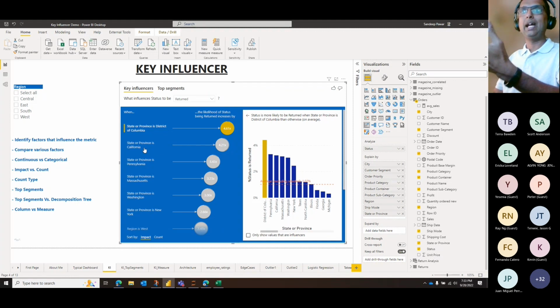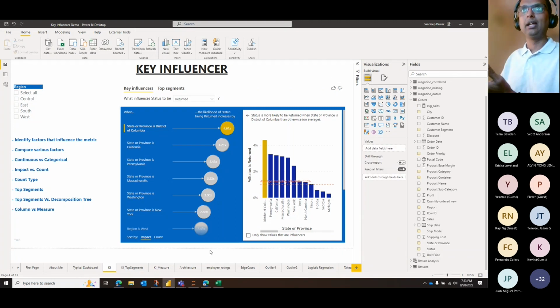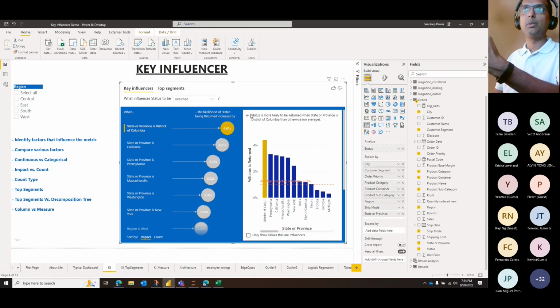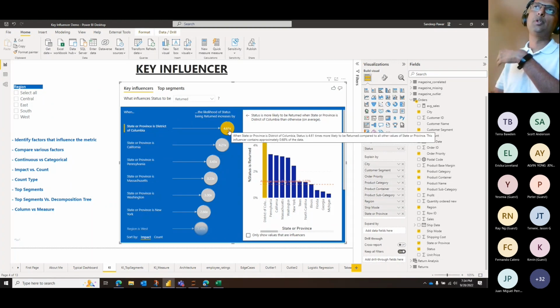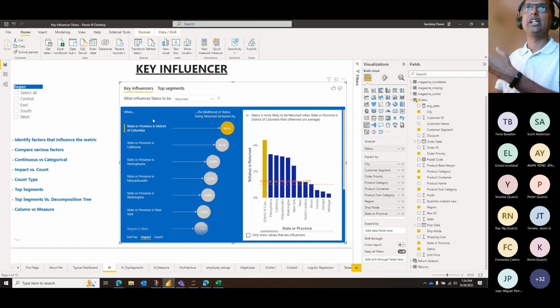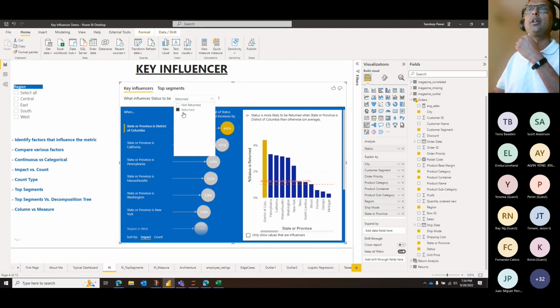Now, what does 4.61x mean? Is it compared to California? Is it compared to Massachusetts? What is it compared against? The answer is that it's 4.61 times compared to not being returned. That's important to keep in mind because it is often confused. When it says 4.61 times, it is not compared to anything else. It's just comparing itself to the other option that's available.